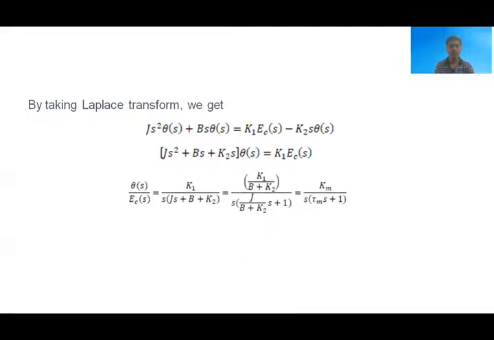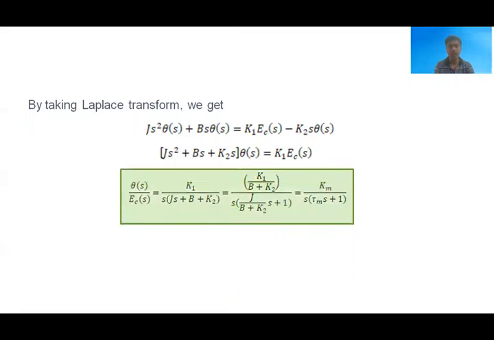Now, if we take the ratio of theta of s to Ec of s, we will have K1 by s into (J s plus B plus K2), after taking common s. If you take the common constant term B plus K2 from the denominator to the numerator, we'll have K1 by (B plus K2) divided by s into ((J by (B plus K2)) into s plus 1), that is equal to Km by s into (tau m s plus 1), where tau m is the mechanical time constant. This is our desired transfer function of the AC servo motor.